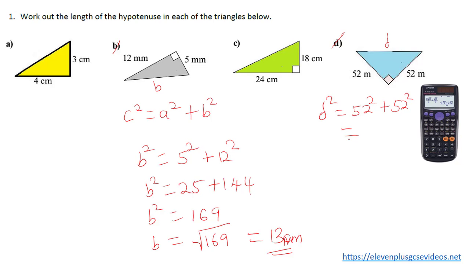So if you square 52, the answer is so D squared. If you square 52 and then just double it because there are two of them, you're going to get 5,408. Okay, that's what you're going to get. But I want D. To find D, you square root that. So 5408 and just square root it.